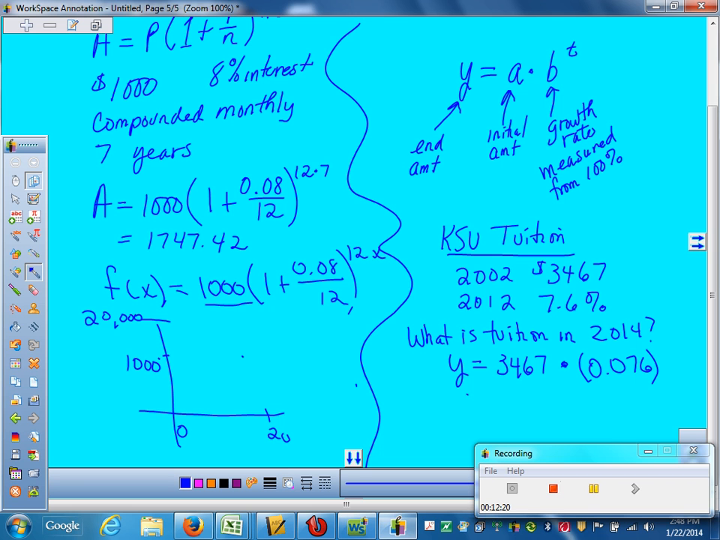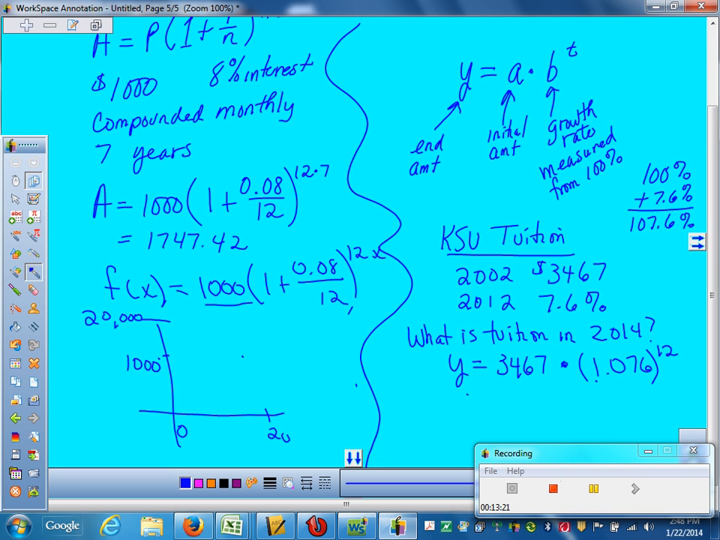Yeah. So when you want it to grow, remember when I said measured from 100%, you need to go, oh, I'm at 100%, it's going up 7.6%. That means I need to use 107.6% as my base. So that would have to be a 1.076 so that it grows. You got to be over 100% to get bigger. And then, okay, how many years would it have been from 2002 to 2014? That'd be 12 years.